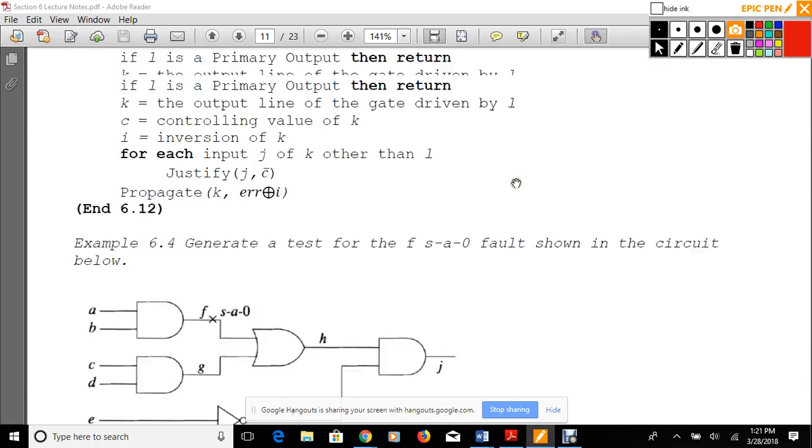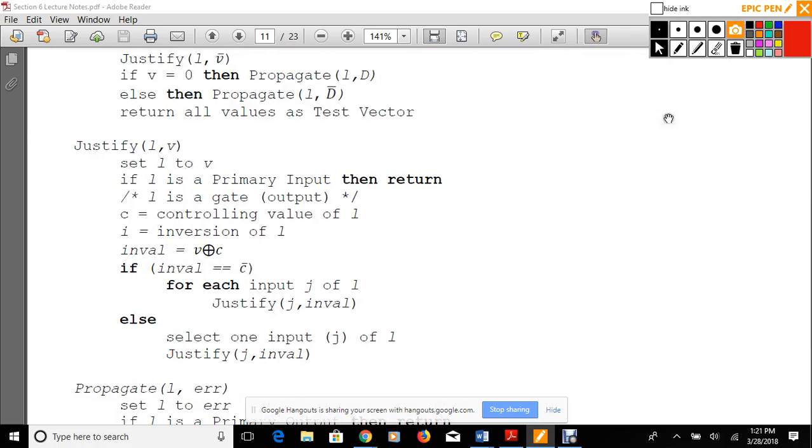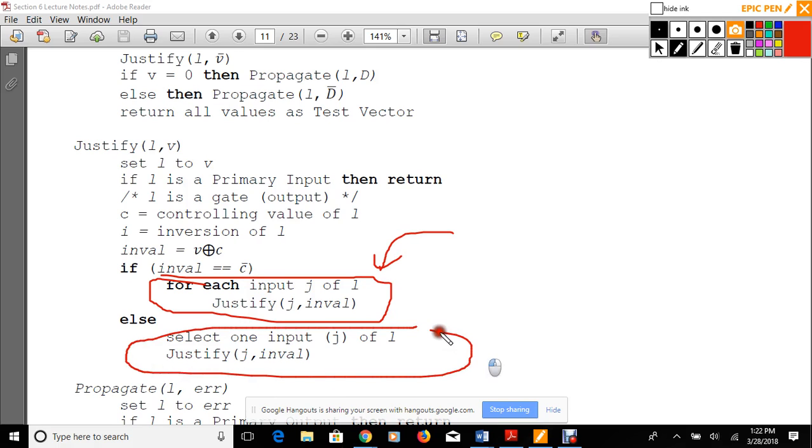Now tying that back into the algorithm here, when I'm at justify, you see how it goes for each, for the AND gate, if they're not equal, that means I have to set all of the values in order to get a specific value on the output, right? If it was an OR gate, I only have to set one of them to get a 1 on the output. So the whole idea of this, v equals the opposite of c, is to determine whether or not I need one input or all the inputs.